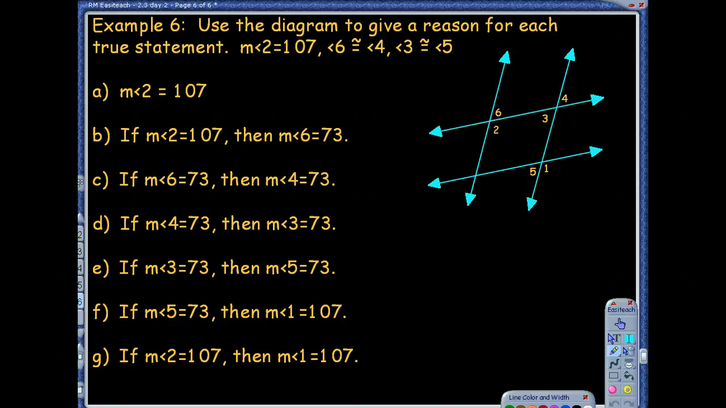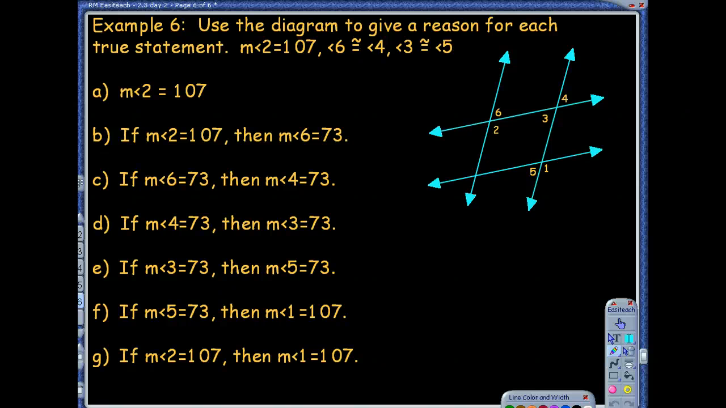What kind of reasons can I use? Well, that's a good question. We could use either definitions that we know. We could use any postulates that we've learned. Okay. We can use any accepted properties that we know. Okay. Just as long as it's something that we know for a fact, we can use it as a reason.